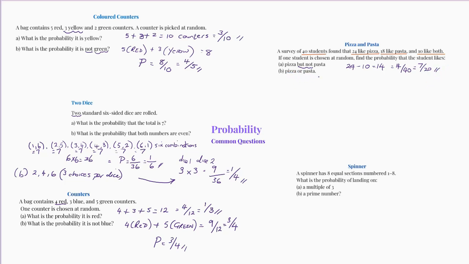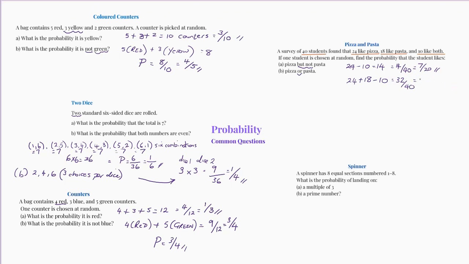Right, pizza or pasta. So we've got pizza, 24, plus pasta, subtract 10, because we're now subtracting they like both, because it says or pasta. So the answer is 32 students. And we need to find the probability, so we're going to divide it by 40.